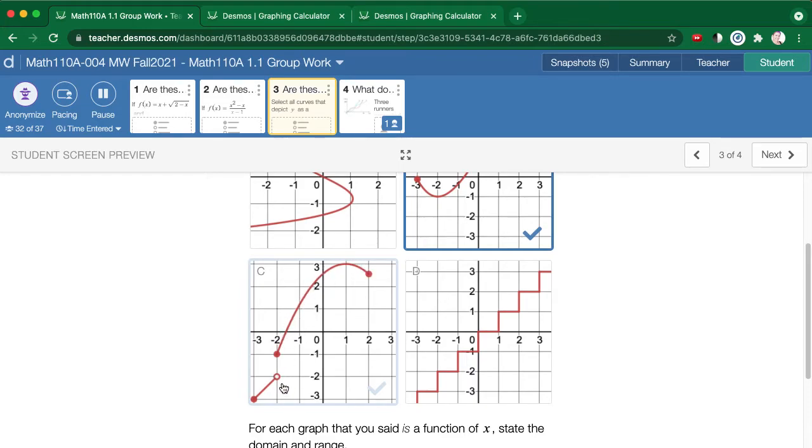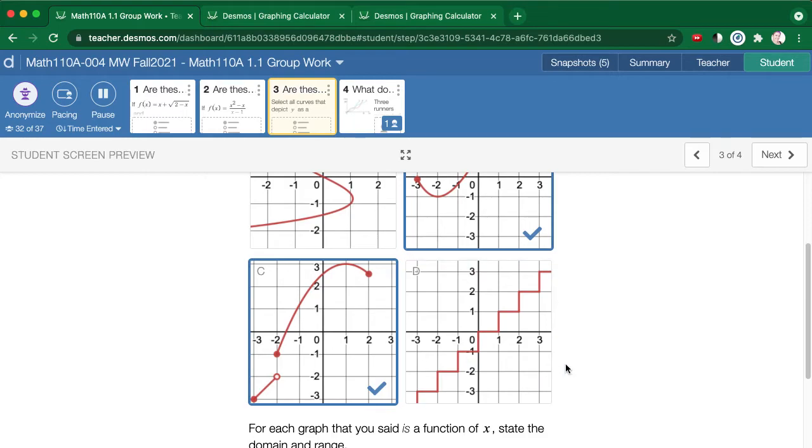So that hollow dot says this line goes all the way up until all of the values that are less than -2. But once we're at -2, I don't use this point. I use the point up here. So the output value for input -2 would be -1. Okay, so C is a function.